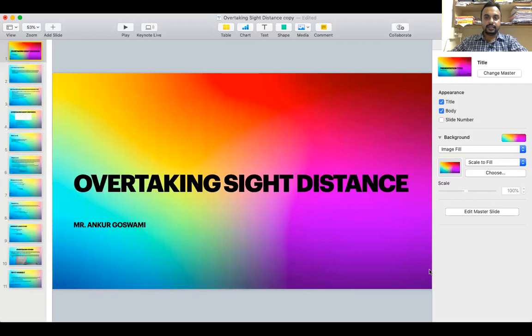So how much is that distance? We are going to see in detail about that distance, which is known as overtaking sight distance. There are various factors which affect the overtaking sight distance. We are going to see in detail about those factors.